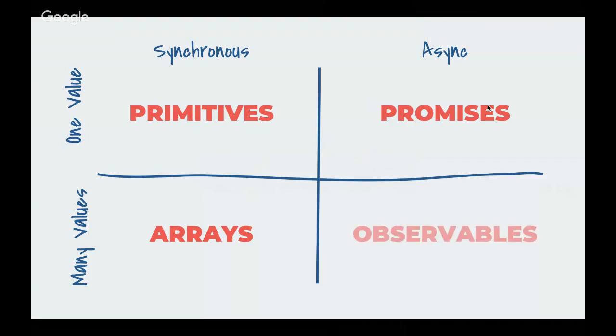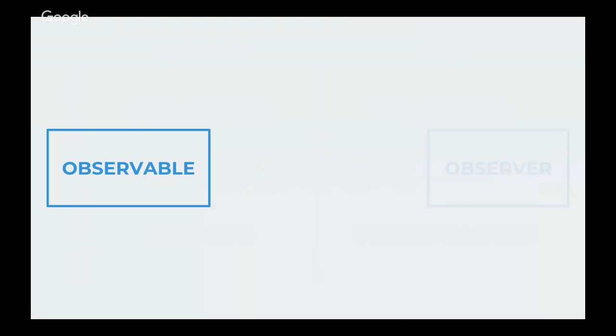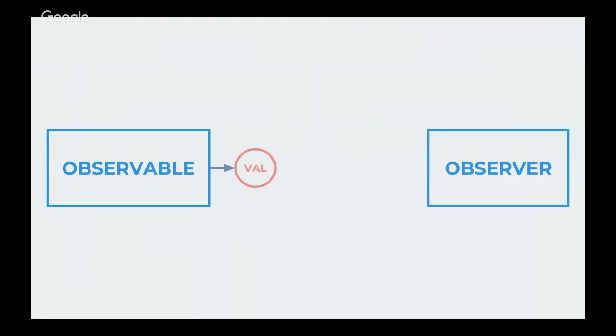And we also have observables. Now, the deal with observables is that it is many async values. That's the idea behind it. It's a little bit like an array over time, or a little bit like a promise that keeps on spitting out values, depending on how you want to look at it. And the idea behind observables here is that you have an observable and you have an observer, and the observable just keeps on sending values to the observer as long as the observer is listening.